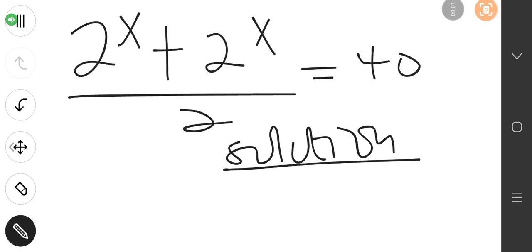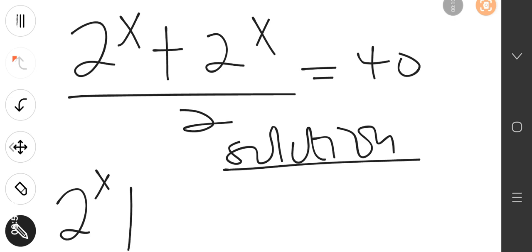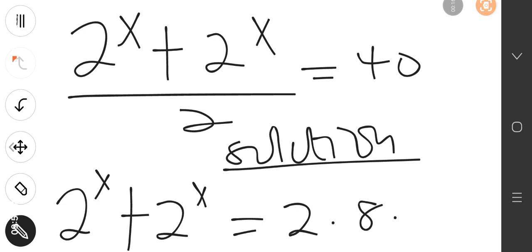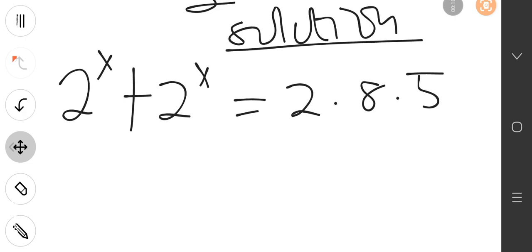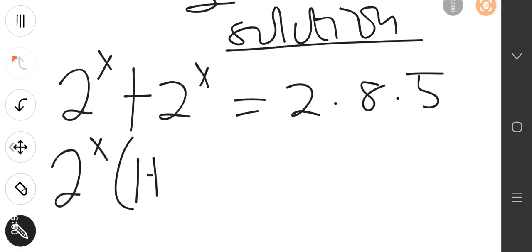Back to the class. We have (2^x + 2^x)/2 = 40. So our equation becomes 2^x + 2^x = 2 times 40. Now 40 is the same as 8 times 5. So let's factorize. We have 2^x times (1 + 1) equals, 2 is the same as 2^1.